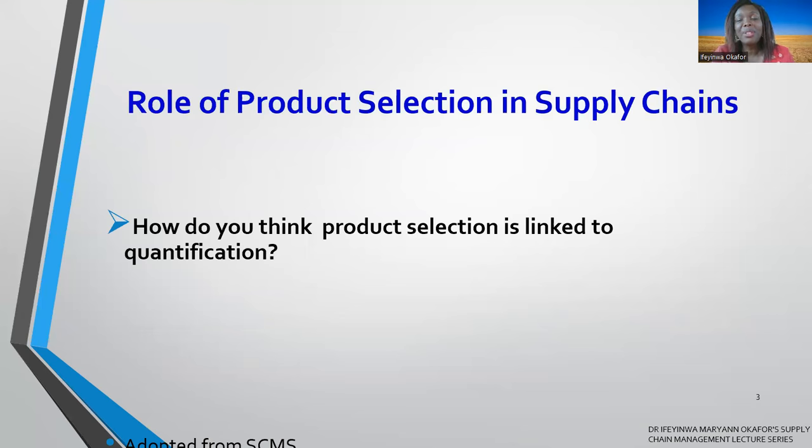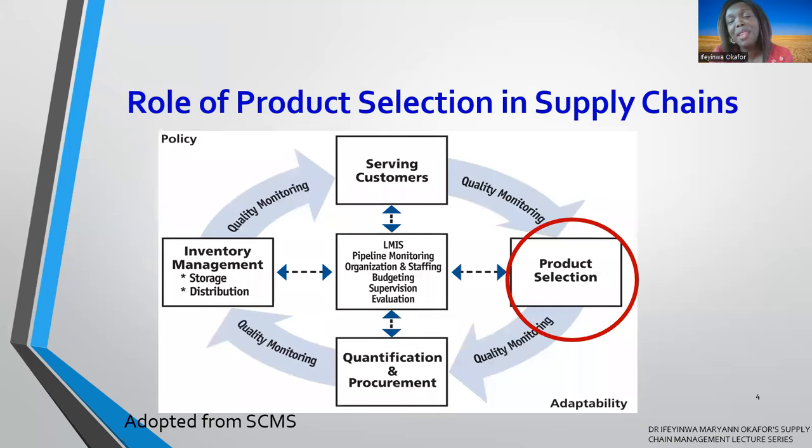Role of product selection in supply chain. I want to start by asking a question. How do you think product selection is linked to quantification? Remember our logistics cycle?